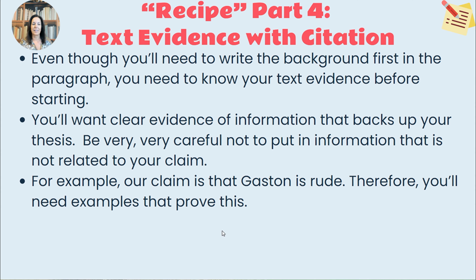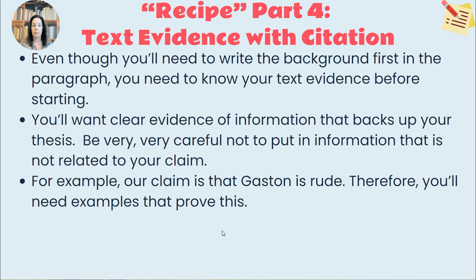So part 4 of our recipe is your text evidence with citation. Even though you'll need to write the background first in the paragraph, you need to know your text evidence before starting. You'll want clear evidence of information that backs up your thesis. Be very, very careful not to put in information that is not related to your claim. For example, our claim is that Gaston is rude. Therefore, you'll need examples to prove this.